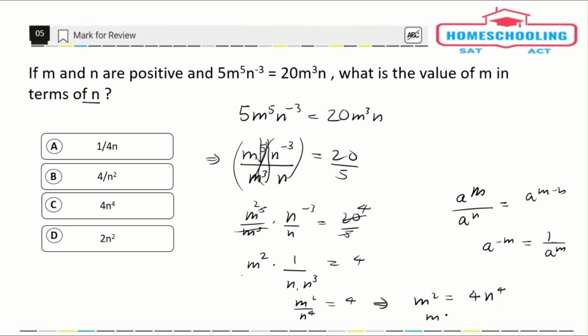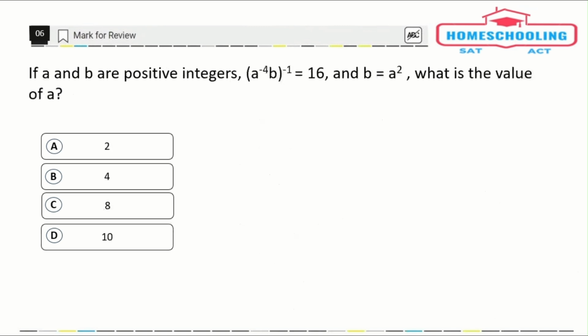So m square, we can write this as 2 square, 2 into n square whole square. So square square would get cancelled. So the answer would be m is equal to 2n square. So this is your answer. We have to find m in terms of n, so 2n square is your answer. Now moving to the next question.